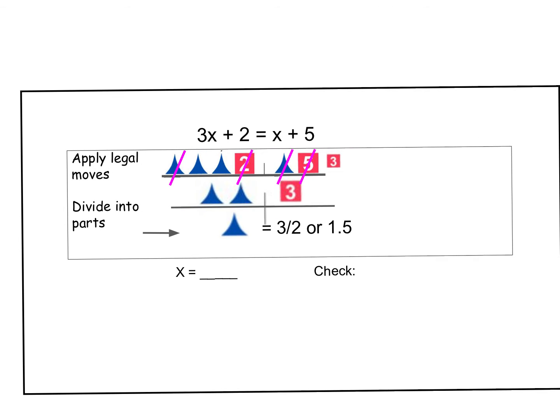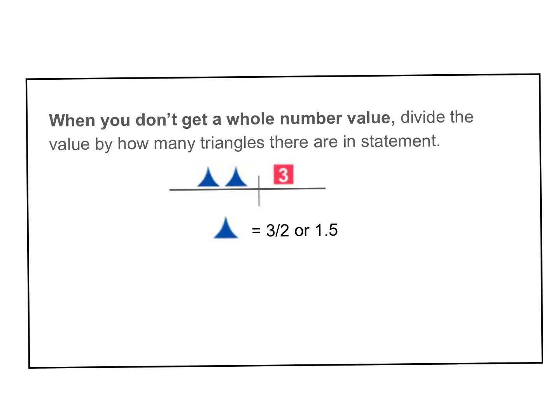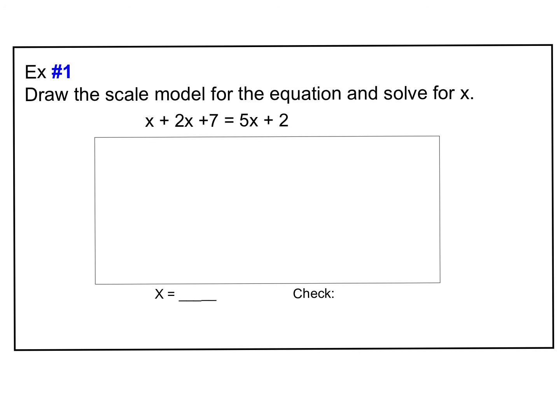So that's kind of that whole move that we were just looking at. We're just dividing it into equal parts. So 3 is split between 2 groups, making each group 1.5. So when you don't get a whole number value, we're just going to divide the value by how many triangles there are in the statement. So those 2 triangles split between, 3 is split between those 2 triangles. So we could have actually just left it as 3 over 2 as well. It kind of just depends on the situation. Sometimes it's going to make more sense to leave it that way, and sometimes you might want to leave it as a decimal. Let's go through the first example together.